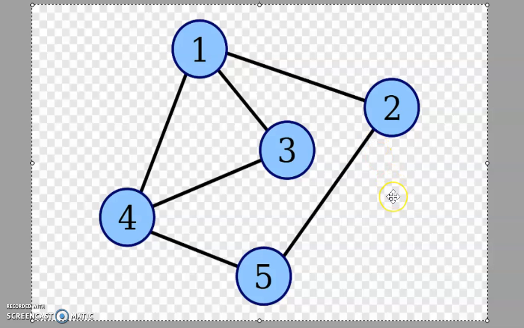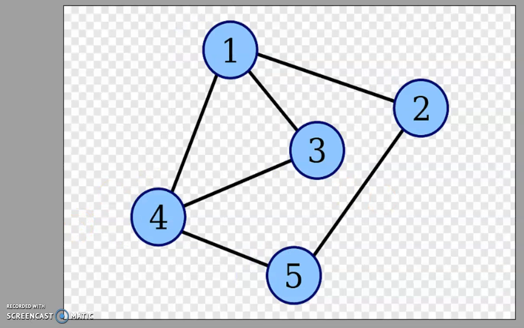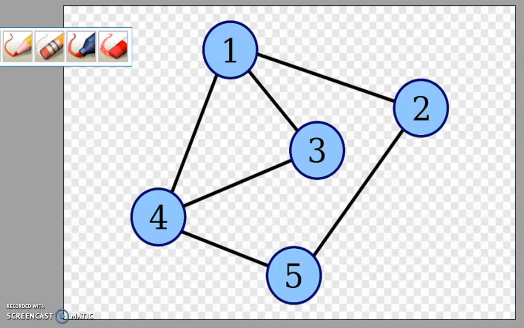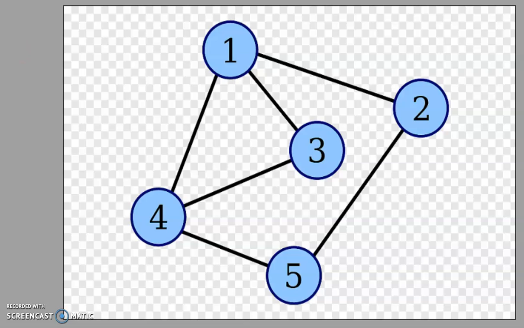Now, the number of edges that the graph has that I can delete until I get a tree is the redundancy. So essentially it's the excess number of edges. So let's delete some of these and see how many we get. So let's say I delete this one.